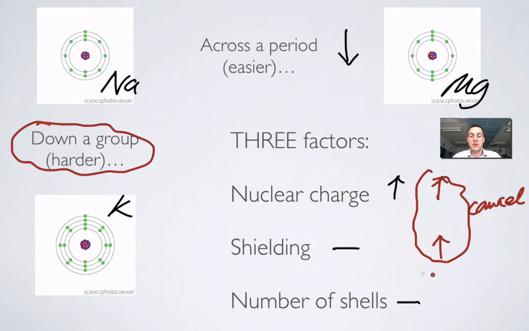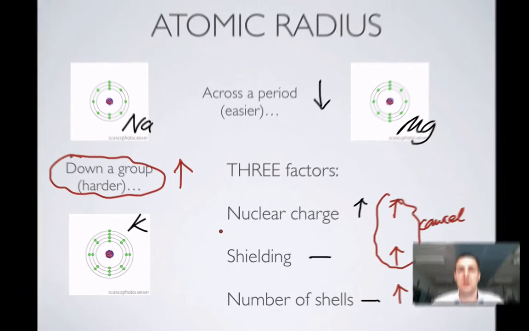What's happened to the number of shells? Well, that's gone up. So now we can see that as we're going down a group, it's a little bit harder to explain now because we've got to bring in this fact that the shielding is cancelling out the nuclear charge. These two things cancel out. We're left with just this remaining factor of number of shells, so as we go down a group, the atomic radius should be increasing.